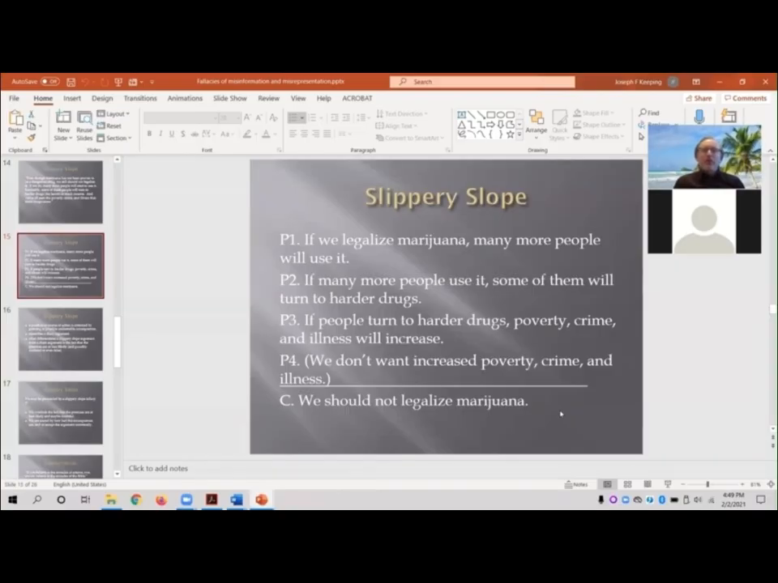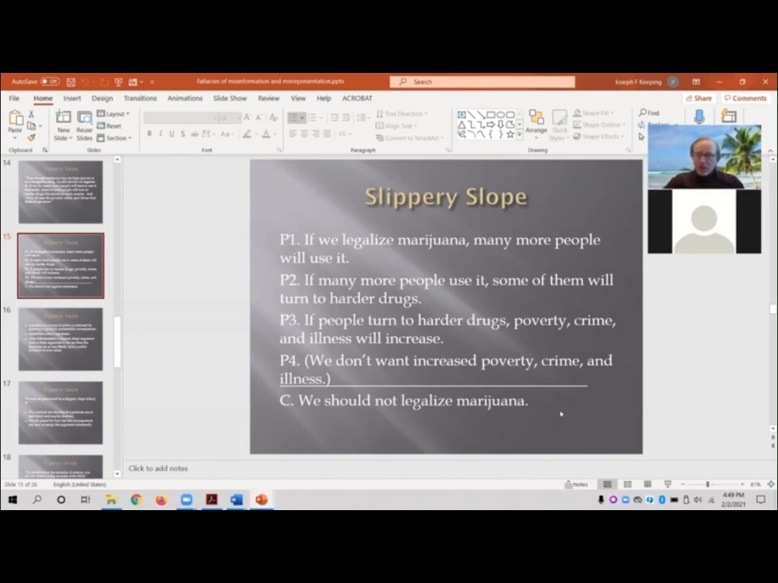Okay? So this says, if we legalize pot, then more people will smoke pot. Then it says, if more people use it, then some of them will turn to harder drugs. And then if that happens, then another thing. So there's a series of steps, right? That's an indication that you're dealing with the slippery slope argument.